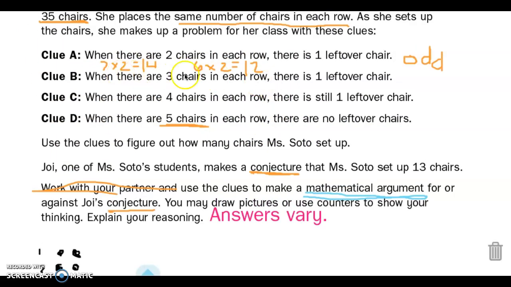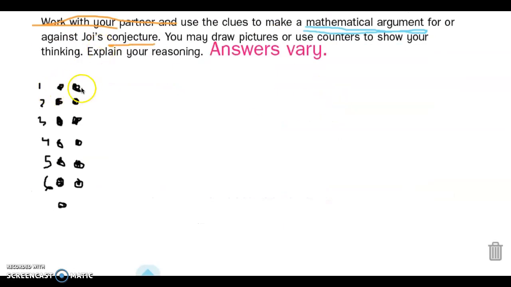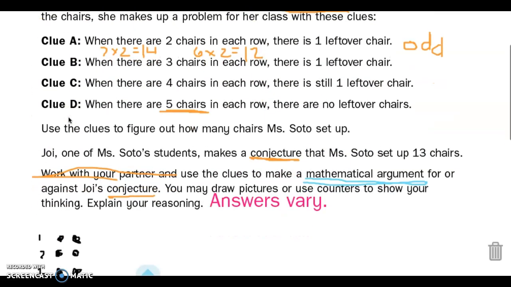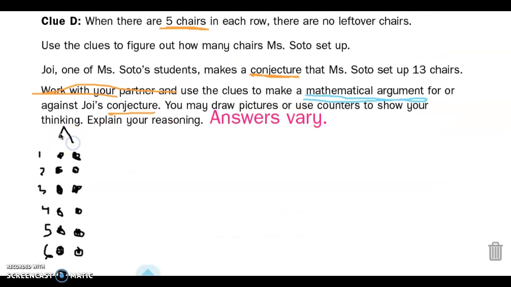So we're at 10. 6 times 2 is 12. Can I go any further? Well, no, because 12 plus 2 would be 14. So let's see. I have 2 in each row, and that's 12, and then I draw 13. Did I have 2 chairs in each row with 1 left over? Well, look, all of these rows have 2 in them, and I have 1 left over. So far, so good. Joey's is going pretty good. Here was clue A. I'm going to put A above it. I'm going to keep my work very organized.